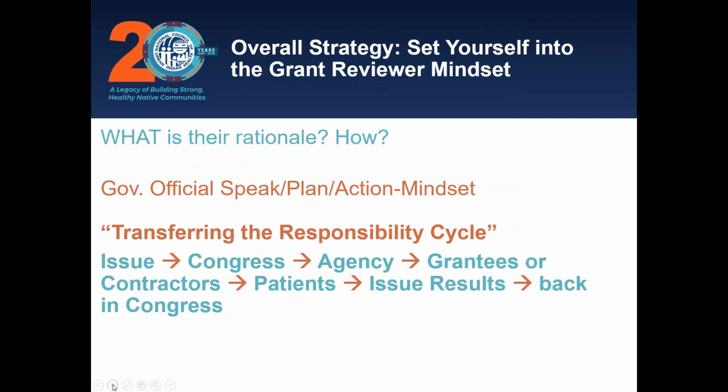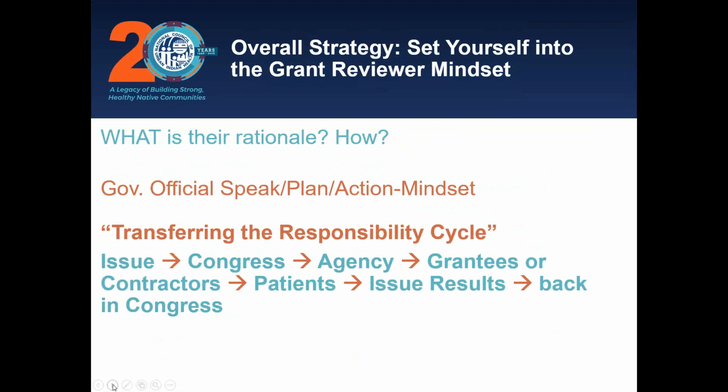I call it the transferring responsibility cycle because let's say that we have that issue, which is that HIV/AIDS is increasing again. So it comes to Congress, and they realize there is an awareness about this, that something needs to happen. The Congress decides to create this law. The law goes to the agency, goes to grantees or contractors, and that is going to affect the patients. And then again, there are going to be some results from that issue that has been taken care of, and then it goes back to Congress.